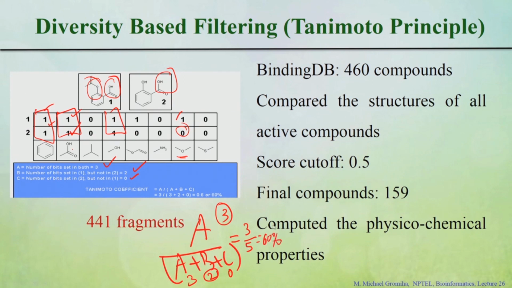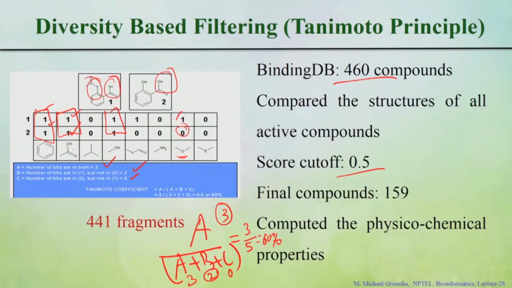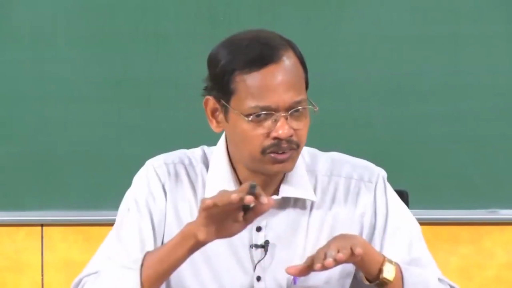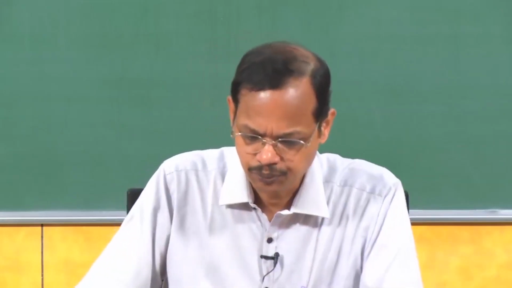So, they take the 460 compounds and compare the structures of all the active compounds, right, using the Tanimoto coefficient and set a cutoff of 0.5. If you do this, we ended up with 159 compounds from these 460, right. Like sequence analysis, structural analysis where we use RMSD, sequence analysis where we look at the similarity matrix, here also we use the Tanimoto coefficient to get the non-redundant structures.